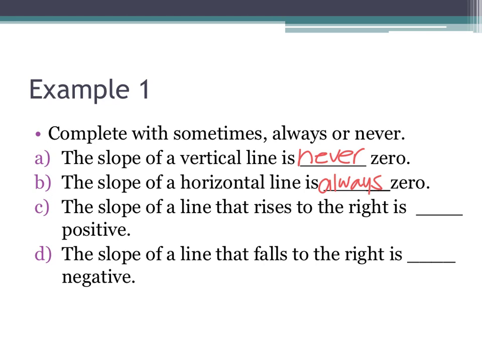C, the slope of a line that rises to the right is blank positive. Always. And the slope of a line that falls to the right is blank negative. Easy stuff, right? Questions on those?